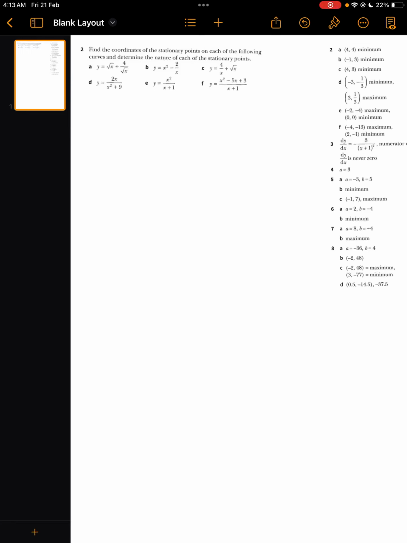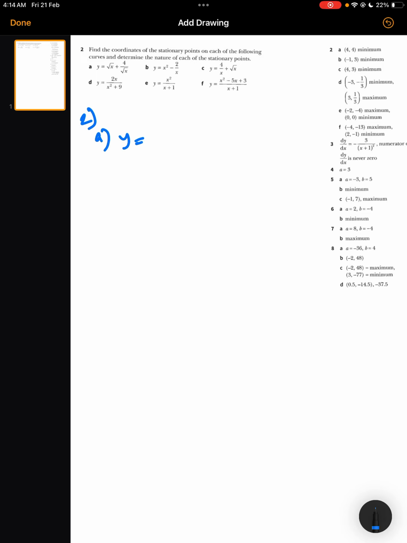Today we'll start question number 2. It says: find the coordinates of the stationary points of each of the following curves and determine the nature of each stationary point. Okay, we have to find out maximum or minimum. So part A. First things first, y is given as the square root of x plus 4 over the square root of x.